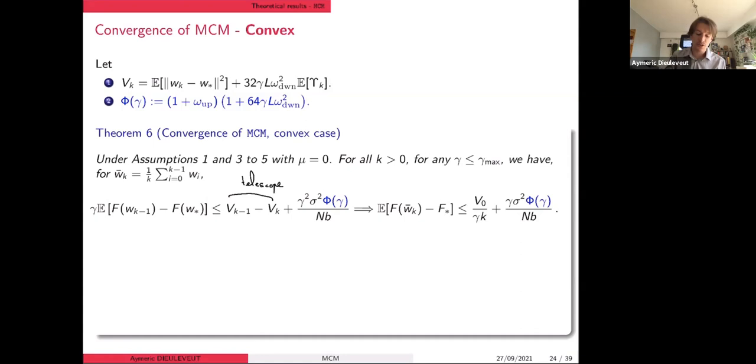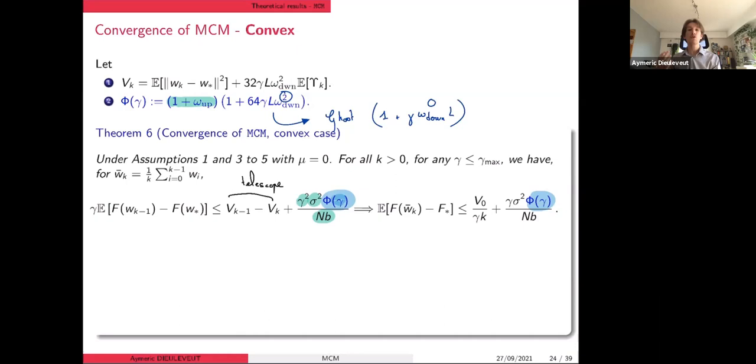And what I really want to have a look at is this phi function that is in the variance. We have in this variance exactly the same terms that I had before. So gamma squared, sigma squared, n b times one plus omega up. And as I have already spoiled before, here we have this one plus gamma omega down squared, while for Ghost, we had exactly the same thing with one plus gamma omega down. So the only difference is the square. And so the takeaway is exactly the same.